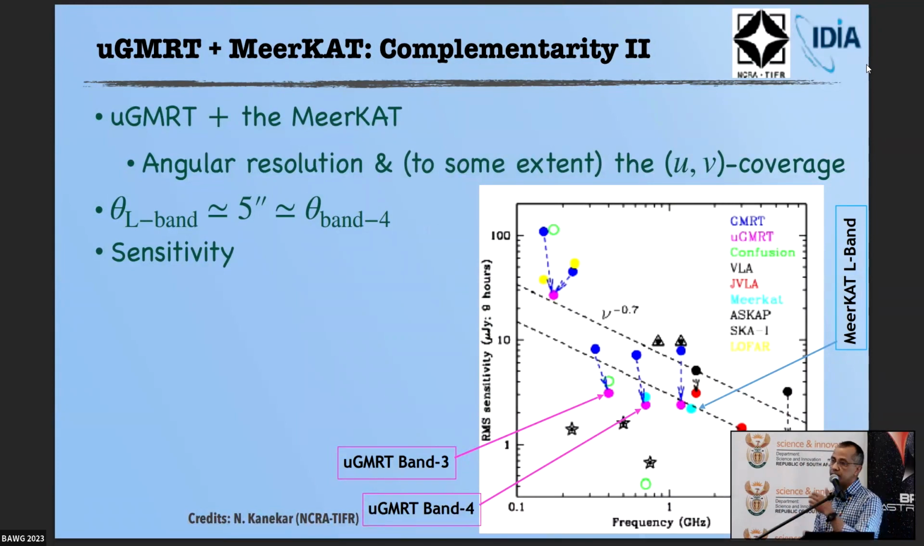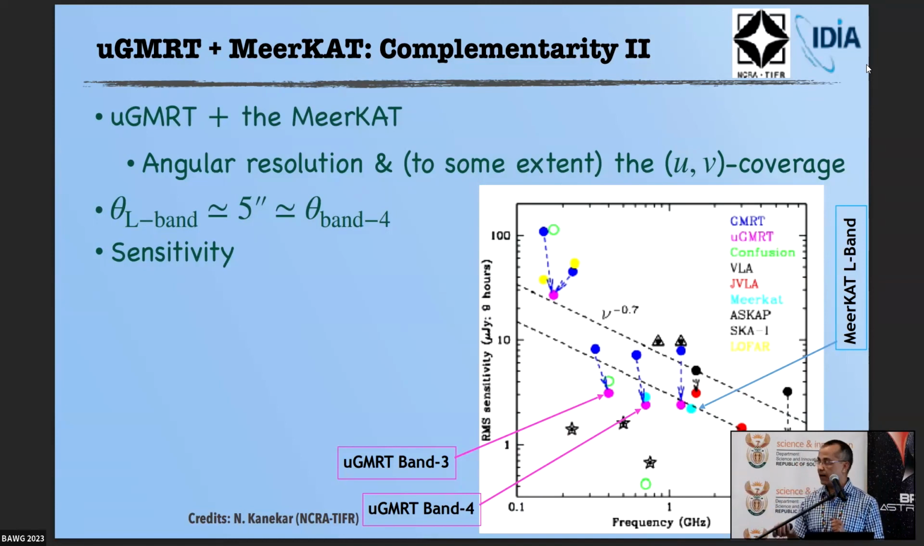In addition, this is talking about the sensitivity. What you see on the y-axis is RMS sensitivity and the frequency. For a typical 9-hour observation, the upgraded GMRT points are these magenta ones over here. Band 3, band 4, band 5. This little piece over here is the MeerKAT sensitivity. And if you look at the sensitivity of these 3 bands, MeerKAT and band 3 and band 4 of GMRT, band 2 is sitting over here, you have identical sensitivity all the way from band 3 of GMRT to L band of MeerKAT.